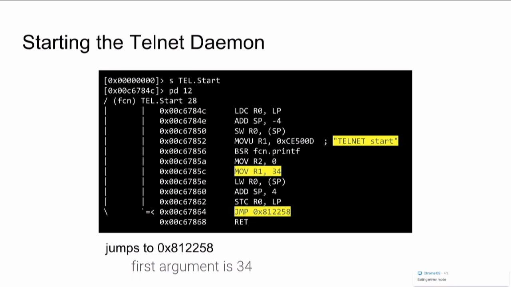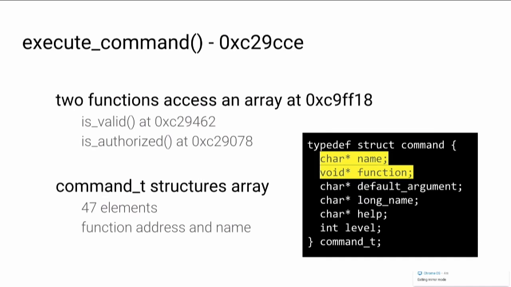There's a chain of functions used to execute commands, and in the end, command execution is done with a function that I named execute command. This function calls 2 other functions called isValid and isAuthorize. Those are the names that I found. These 2 functions use an array located at C9FF18. If you look closely at this array, you will see that it contains 47 elements of a type that I named command T. Here you have an example of the structure, and these elements are really important because they contain the name of the command, function pointers, that's code we can reverse, as well as other information like the help message.